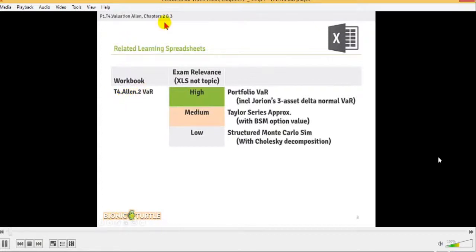T4.Allen.2, 2 because it's Chapter 2, or starts with Chapter 2. And then VAR, which is, of course, Value at Risk. That workbook contains several worksheets, including most relevant an example or the illustration of portfolio value at risk. That includes classic 2-asset, but also Jorion's 3-asset delta normal VAR. And then the Taylor series approximation is illustrated with Black-Scholes option valuation, and that's of medium relevance.